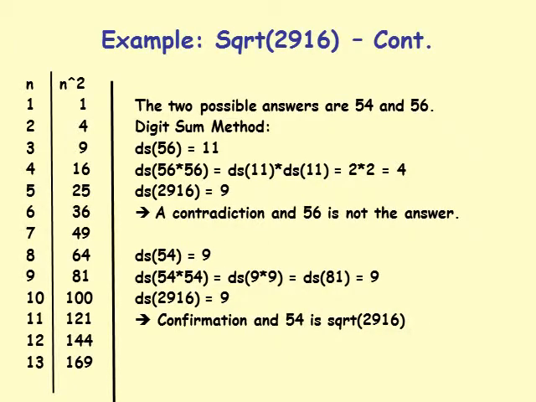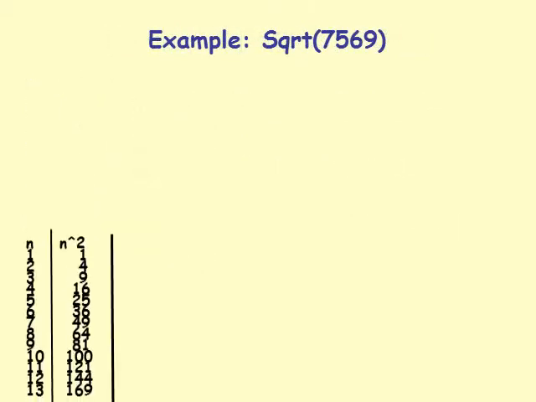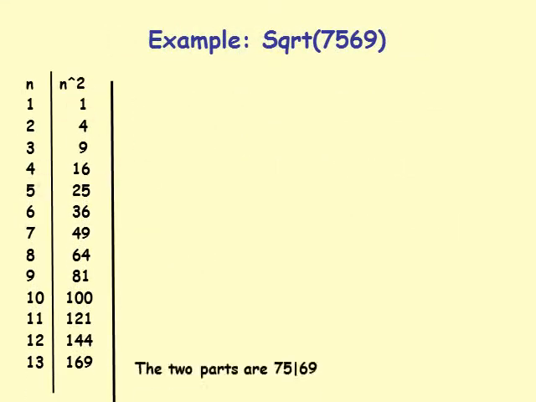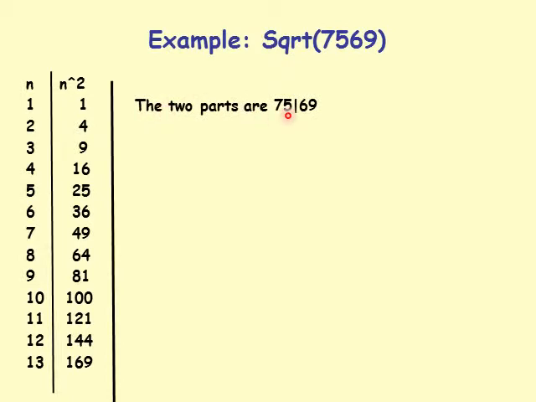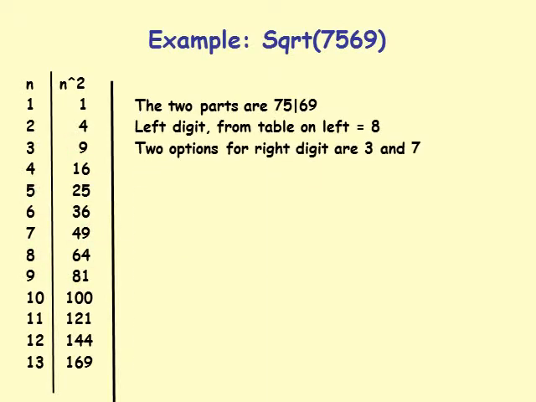Okay. So here's my cheat sheet again. Next example is 7569. We split in two, 69, two digits on the right, everything else on the left. On the left we have 75, it's between 64 and 81. Left digit is 8. Right digit is 9, which means it's either 3 or 7. So the right digit has two options here, 3 and 7.